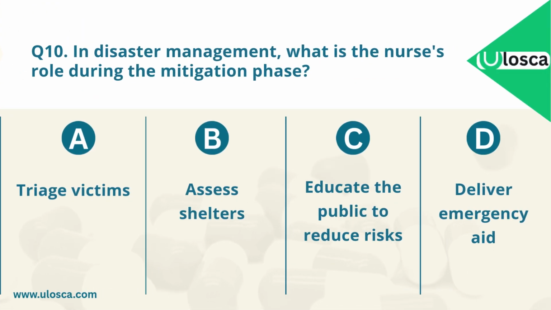Question 10. In disaster management, what is the nurse's role during the mitigation phase? A. Triage victims. B. Assess shelters. C. Educate the public to reduce risks. D. Deliver emergency aid. Which one is the correct answer?